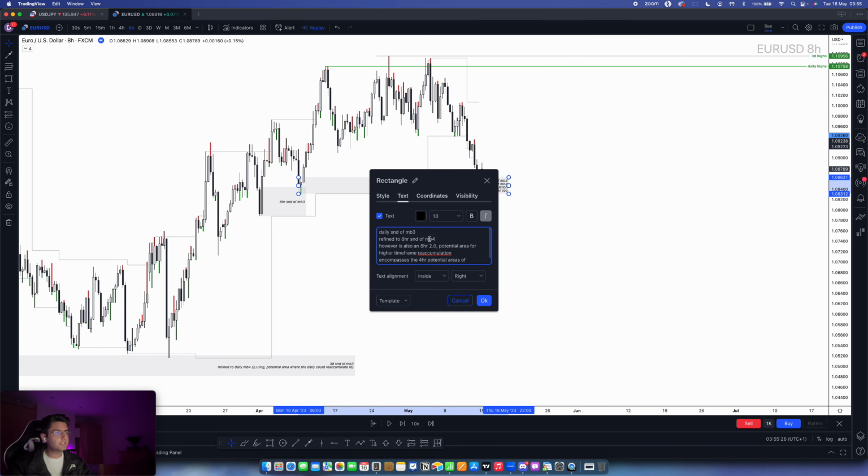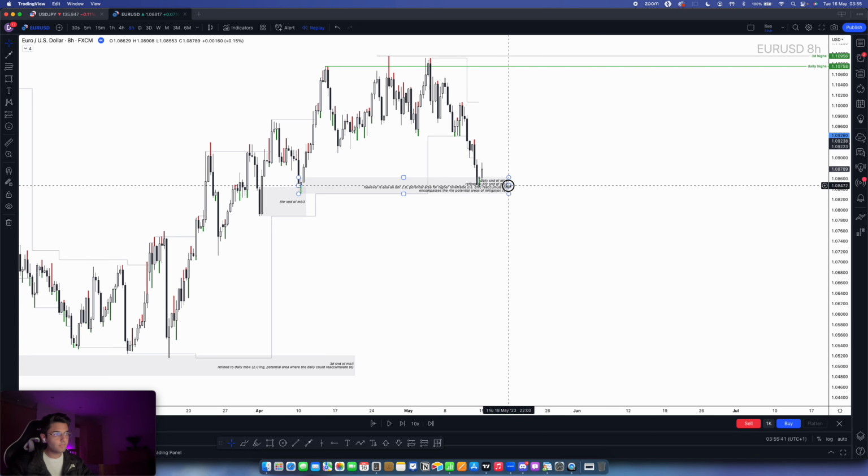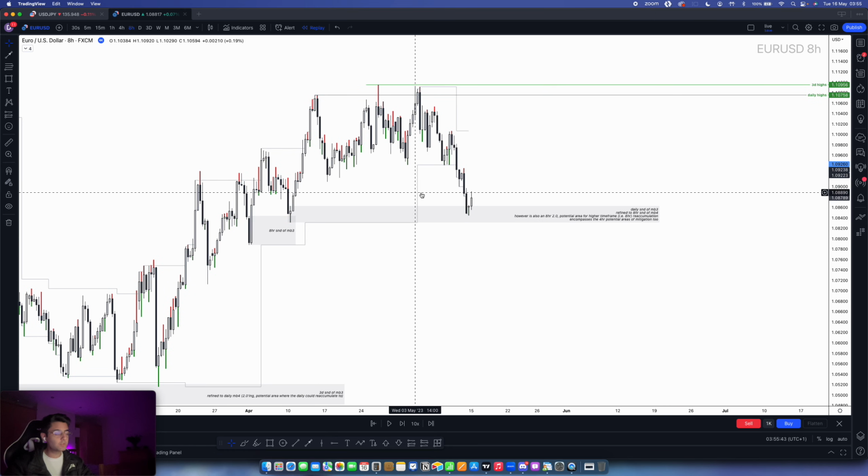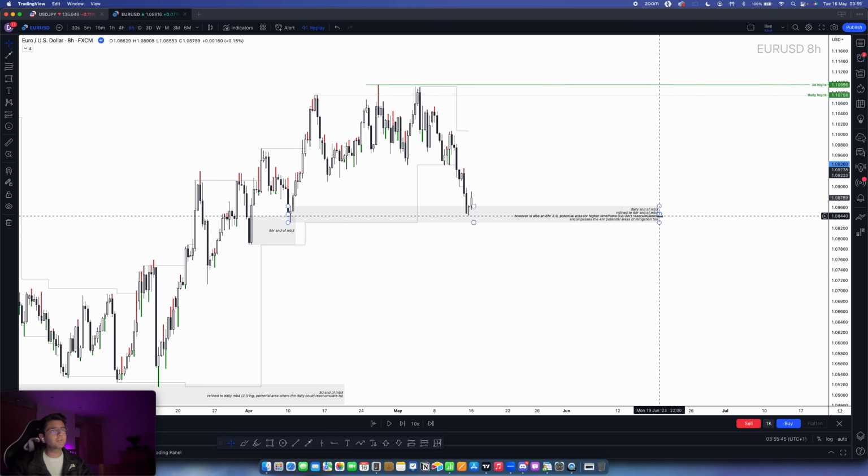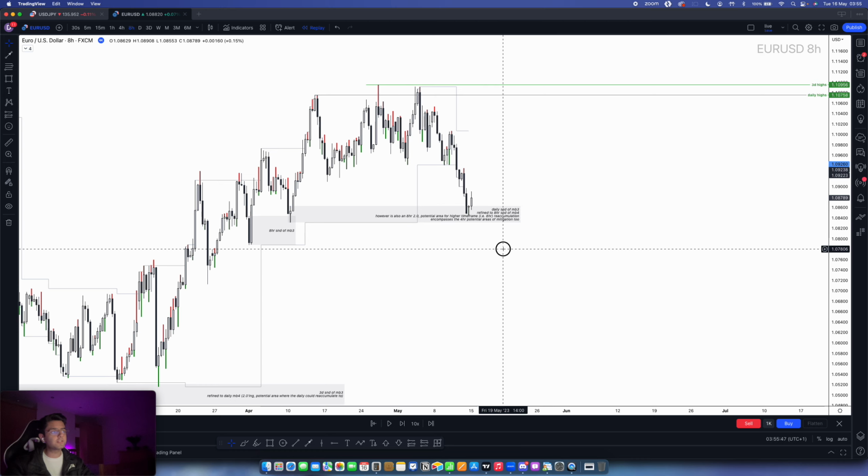This becomes an 8-hour S&D of MB4. It's also an 8-hour 2.0, which is a potential area for higher time frame, i.e. 8-hour reaccumulation, and it encompasses the 4-hour potential areas of mitigation too. So this area is why I'm looking at this area. Basically, I wouldn't just look at an 8-hour S&D of MB4 without any context behind it.